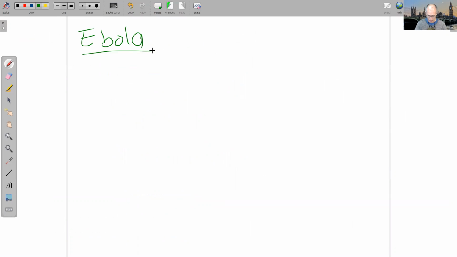So Ebola is a virus that really messes with your mucous membranes and blood, and you kind of bleed out. And people survive it, but it's pretty rough. It's got a pretty high mortality rate. It doesn't spread as fast as COVID, but it spreads pretty fast when it is out there. So here's the situation on Ebola.